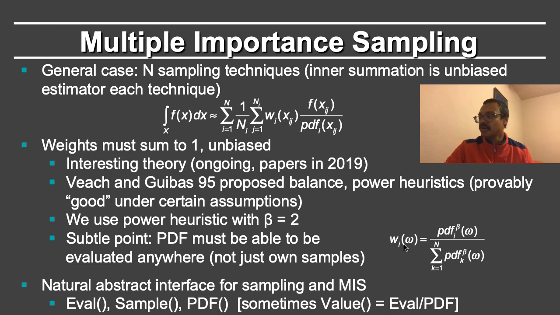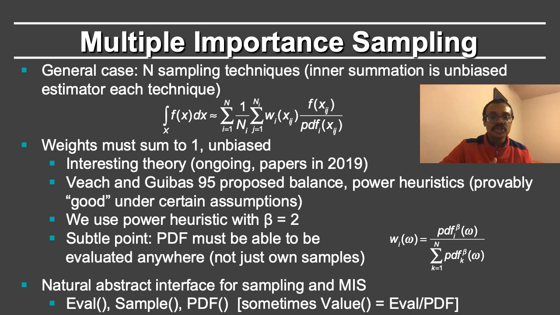The weight of technique i at the direction omega is the probability distribution function of i to the power beta at omega divided by the sum of the probability distribution functions of all of the techniques to the power of beta. Therefore, if one technique has a high probability distribution function value at a given omega, that technique will be preferred to the other techniques.